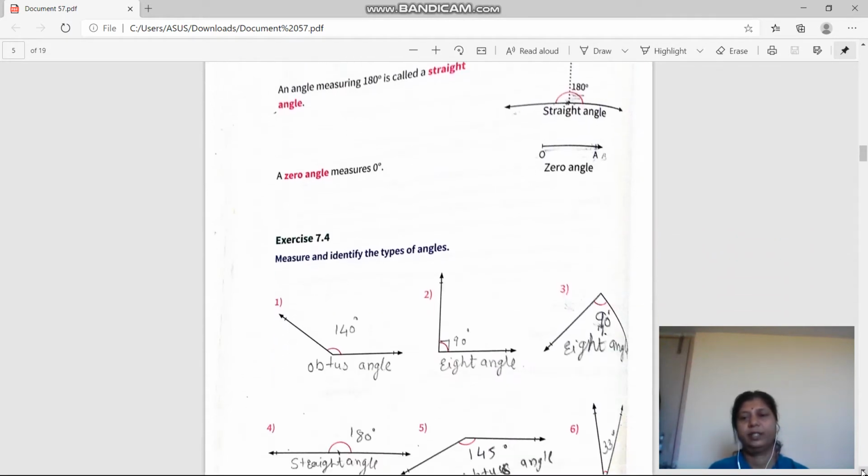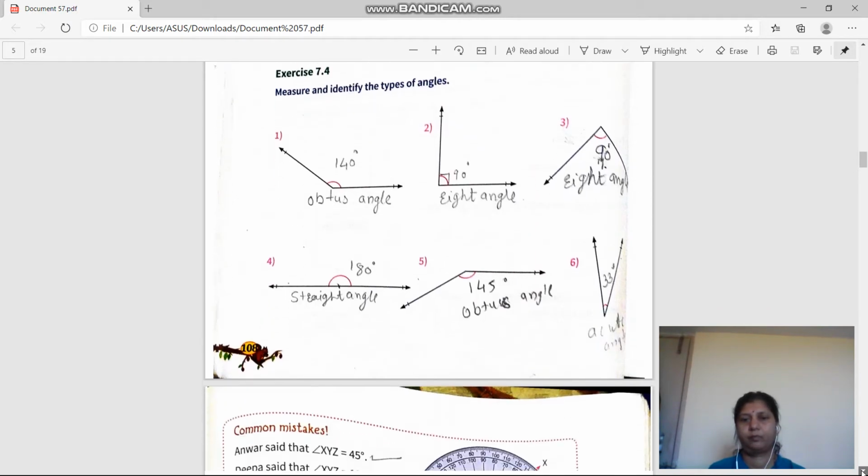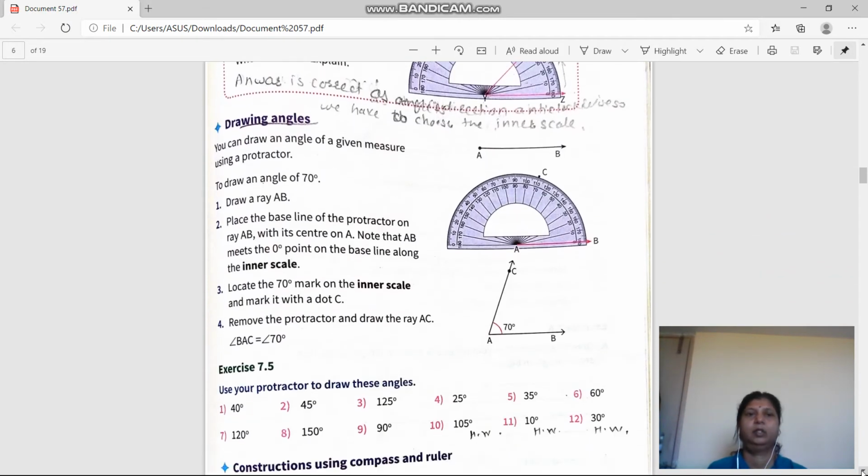Okay, so with the help of a protractor we measure these angles and identify which type of angle it is. Get it? It is exercise 7.4. Okay, now next. Drawing an angle. With the help of a protractor we studied how to draw an angle. So see here.